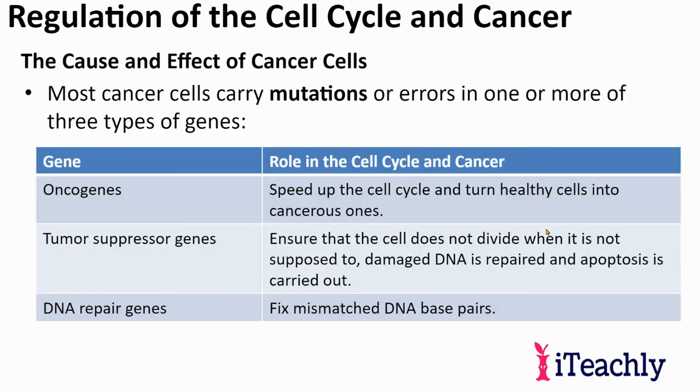Most cancers can carry mutations or errors in one or more of these three types of genes. Oncogenes speed up the cell cycle and turn healthy cells into cancerous ones. Tumor suppressor genes ensure that the cell does not divide when it is not supposed to. So damaged DNA is repaired and apoptosis is carried out. So this is actually a good thing. This is a bad thing. DNA repair genes fix mismatched DNA pairs. So this is going to fix the mutations.